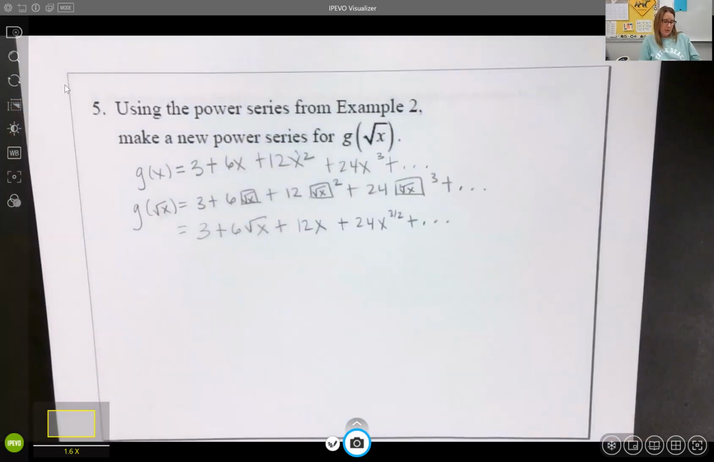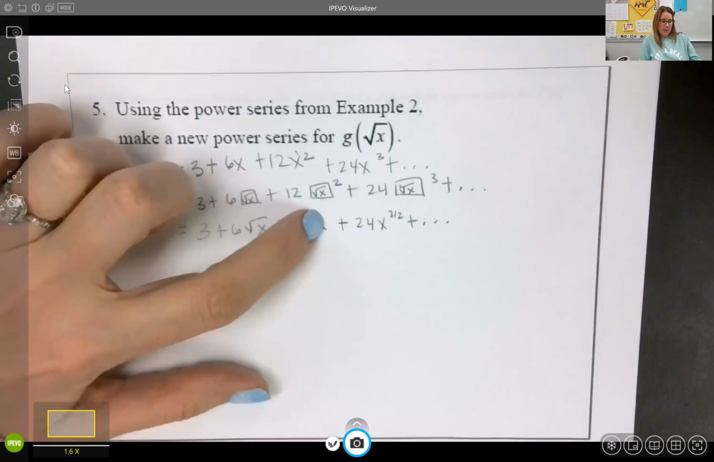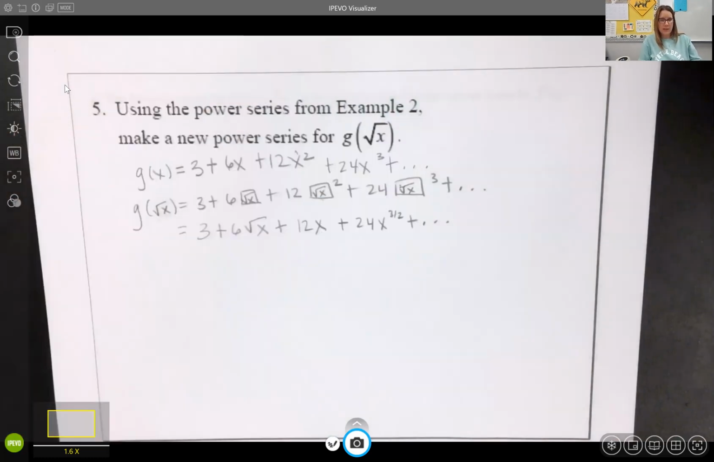And you could kind of see this is a 1/2 power. This is a 1 power. This is 3 halves. So the power is increasing by 1/2, which is exactly what a square root is.